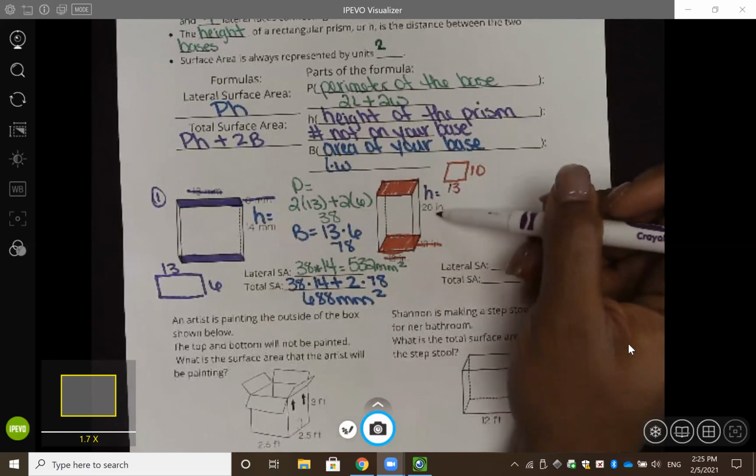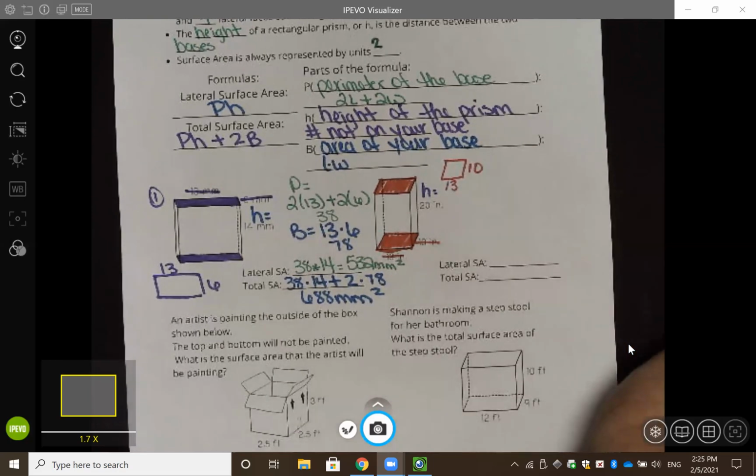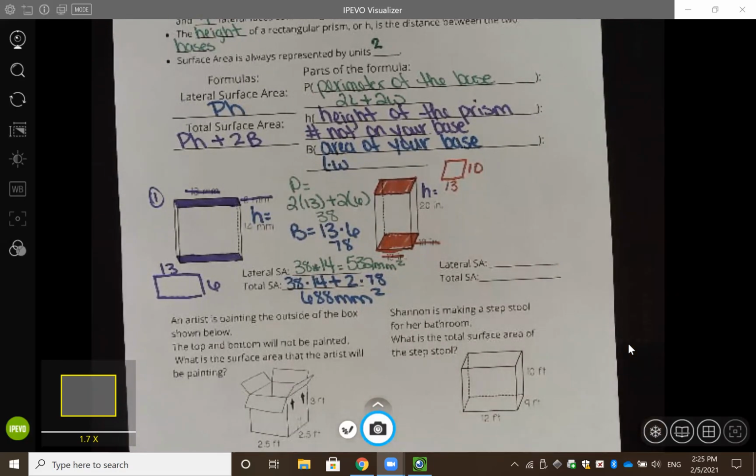Remember, your height is the distance from one base to the other base. So from here to here, it's 20 inches long. So that's why that's my height.